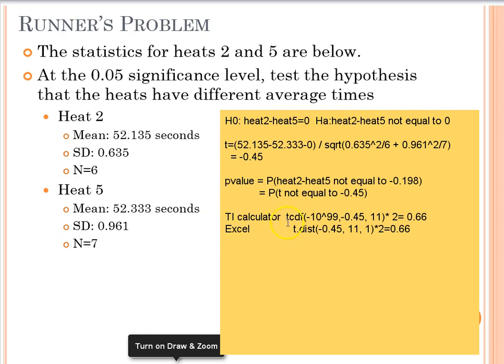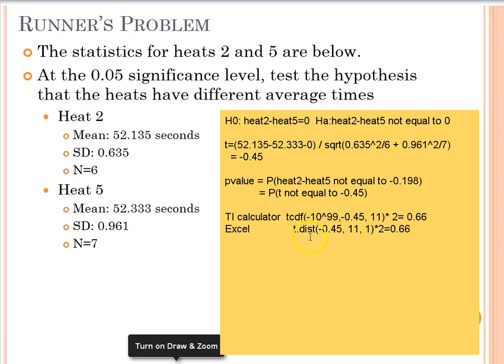If we use our calculator, what we want to enter is this formula, the t-CDF, reaching to the lower tail, so reaching to negative infinity. The upper bound is the t-score that we have. And then our degrees of freedom. Here, our degrees of freedom would be 11 because the two samples, 6 and 7, is 13 observations, minus our two parameters. That's what gives us 11. We're going to times this by 2 to get both the lower tail and the upper tail, because again, we're running a two-tailed test. That gives us a p-value of 0.66.